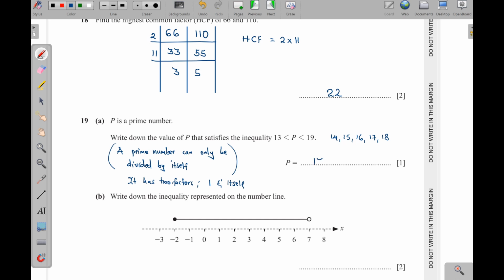So P has to be a 17. Okay. Then next, part B, write down the inequality represented on the number line. So -2 here is included. Okay. So if -2 is included, I'll write it there. Then I'll put less than or equal. Then we shall have x here. And then less than. This 7 here is not included.